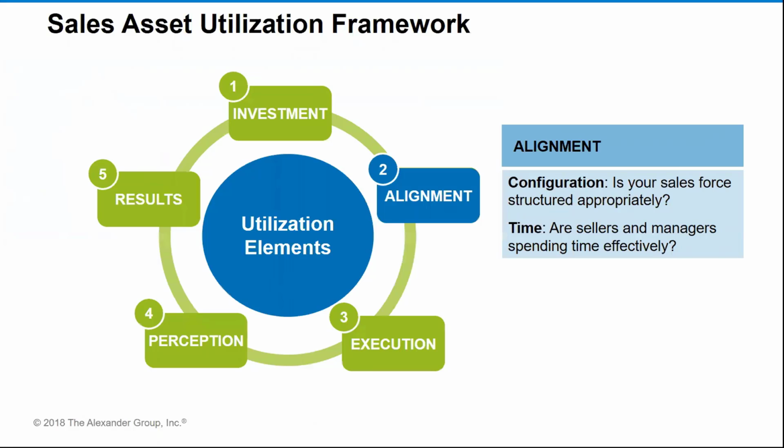When organizations are experiencing issues with alignment, early warning signs can usually be seen in a couple of main areas: configuration and time. But to help us understand why, Parker is going to first talk about what alignment actually means. Thanks, Davis. Alignment refers to how the various resources in your sales organization fit together.